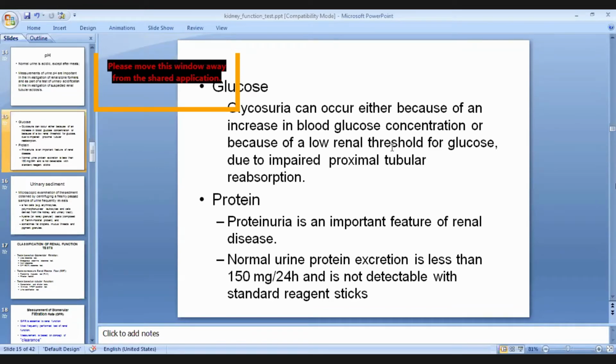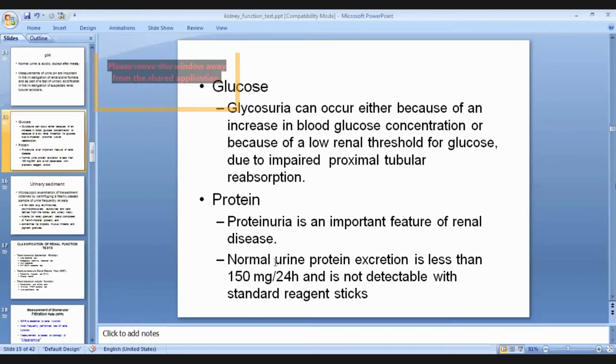Another is a low renal threshold for glucose. Sometimes in some persons the threshold for glucose may be decreased itself. For normal, we take it as 180 mg per dL, but sometimes it may decrease to 150 or 160 like that. When that threshold value decreases, glucose will start to appear in the urine even at a low concentration. And the other cause is a high blood glucose level.